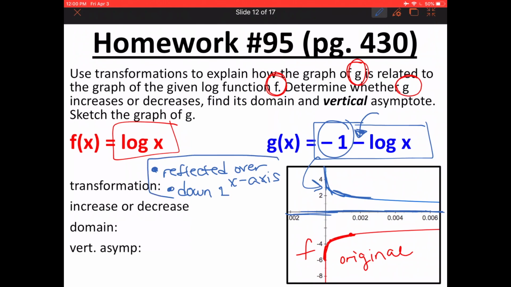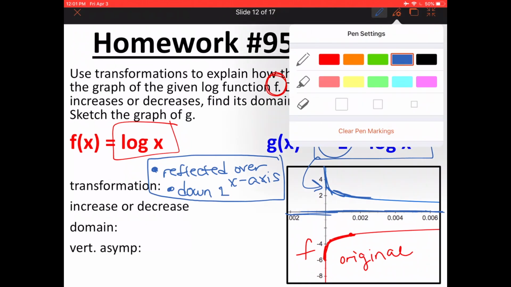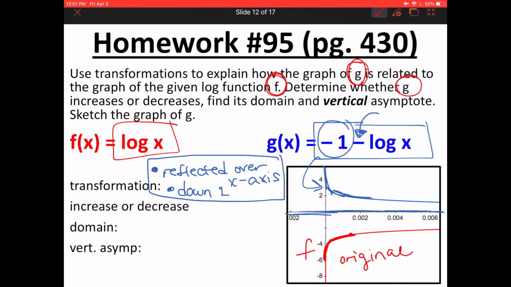Reflected over the x-axis, and the graph moved down 1. Now for increasing or decreasing, remember we're referencing G. So look at my graph G. Is it increasing or decreasing? You would tell me it is decreasing as we go towards infinity.